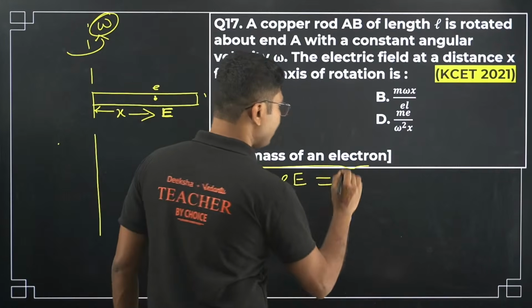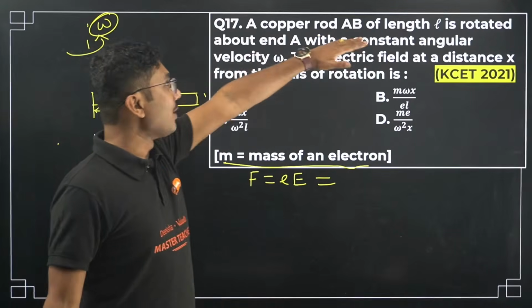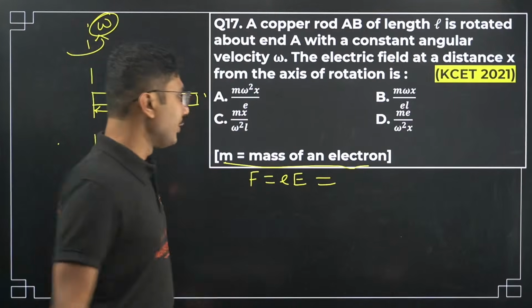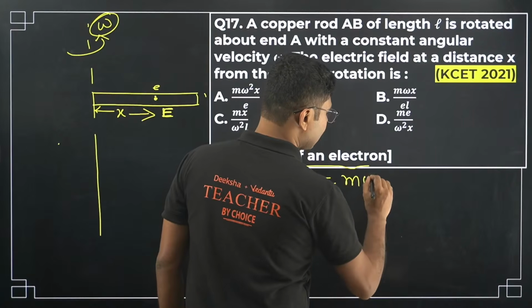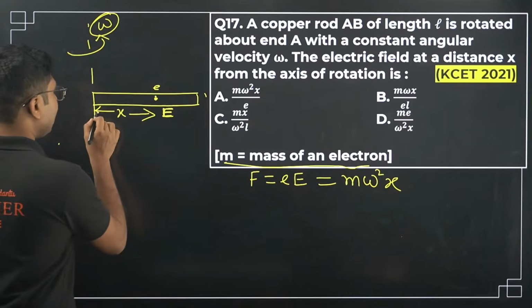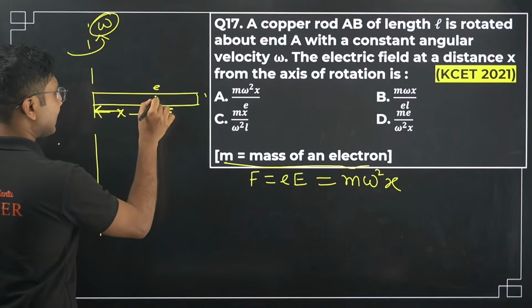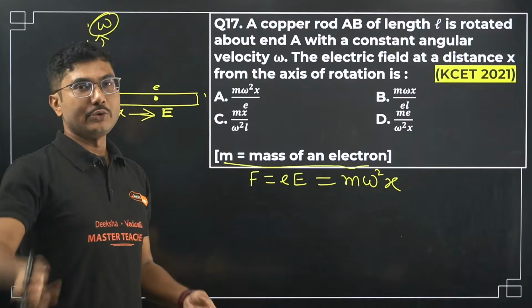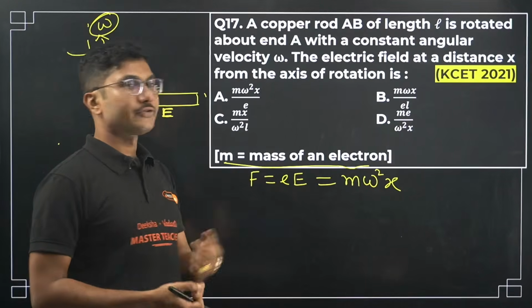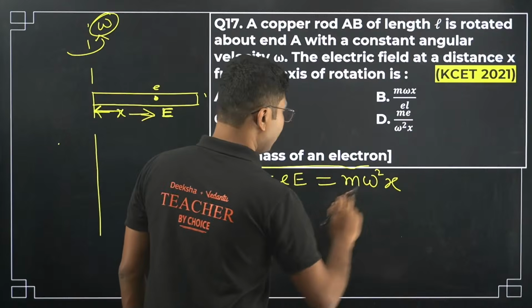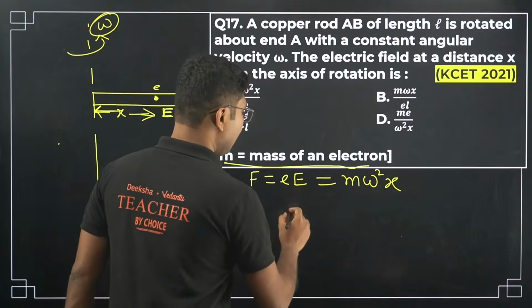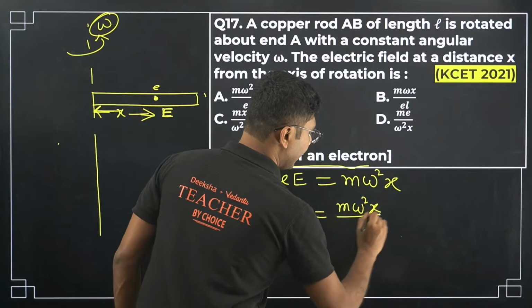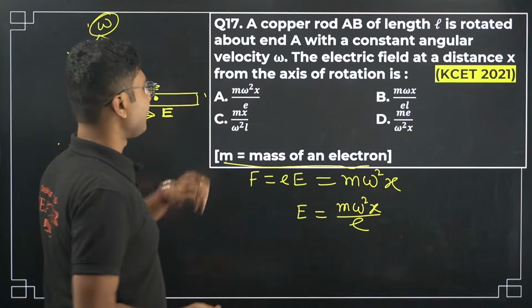Centripetal force generally is mv square by r, but in this case angular velocity is given. Because angular velocity is given, we will write m omega square x. Why x? Because we are considering a distance x. So the electron at a distance x requires this much centripetal force to continue its rotational motion, and that force is provided by the electrostatic force. Now we have to find the electric field. So E equals m omega square x divided by e.